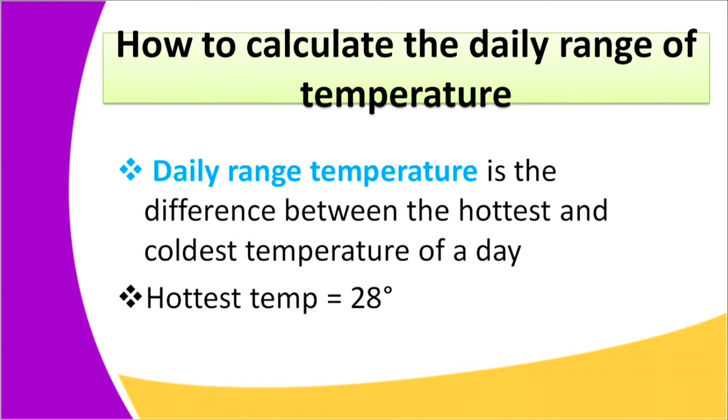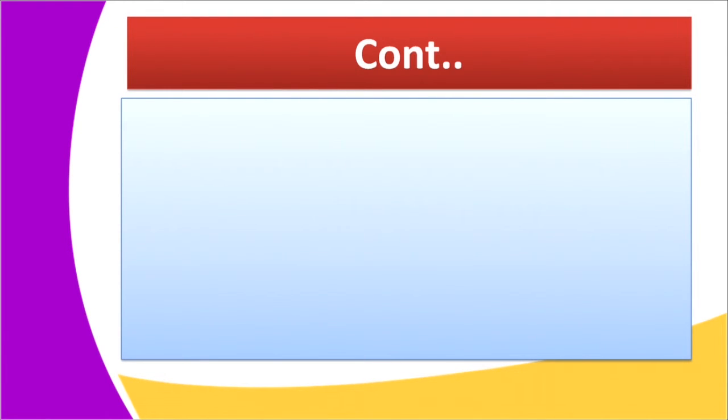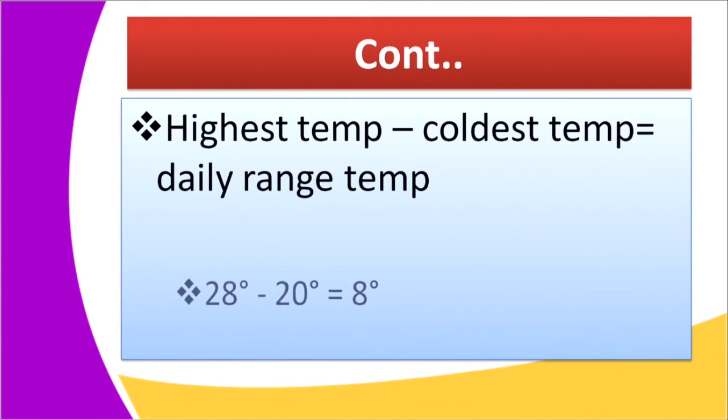The daily range of temperature is the difference between the hottest and the coldest temperature of the day. The hottest temperature here is going to be 28 degrees. Our coldest temperature is going to be 20 degrees. To get the daily range of temperature, we take the highest temperature minus the coldest temperature. So 28 degrees minus 20 degrees, we get 8 degrees Celsius. You have to note the symbol for temperature. We name temperature according to degrees. That is the unit for temperature.